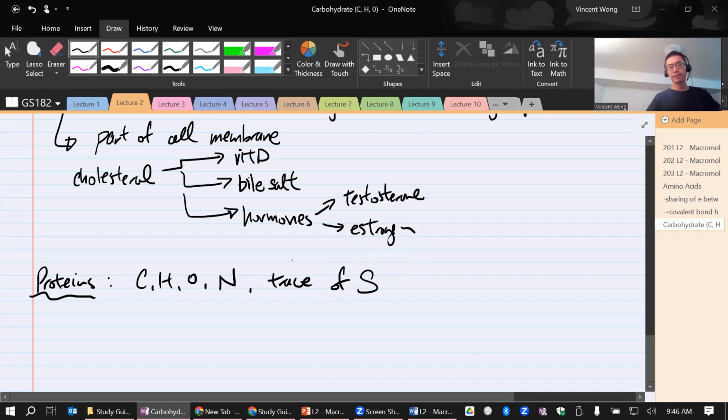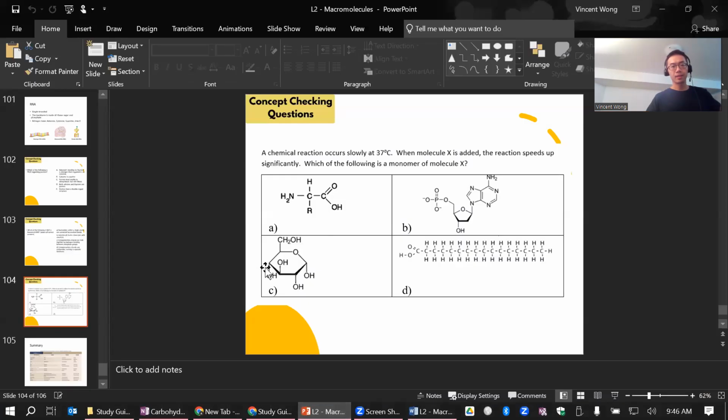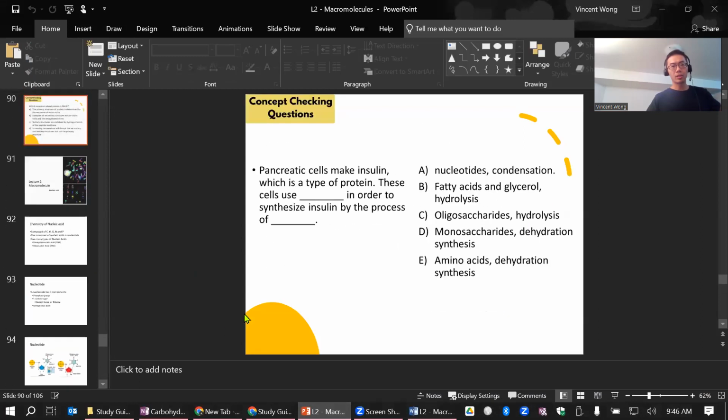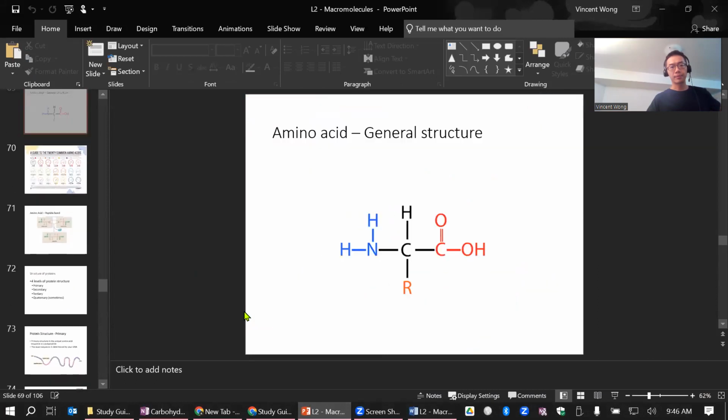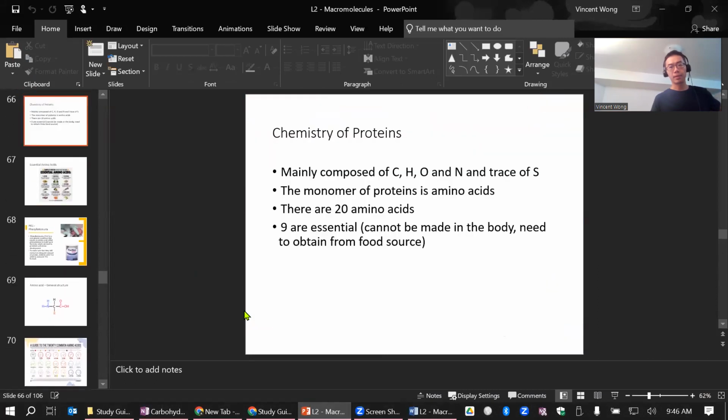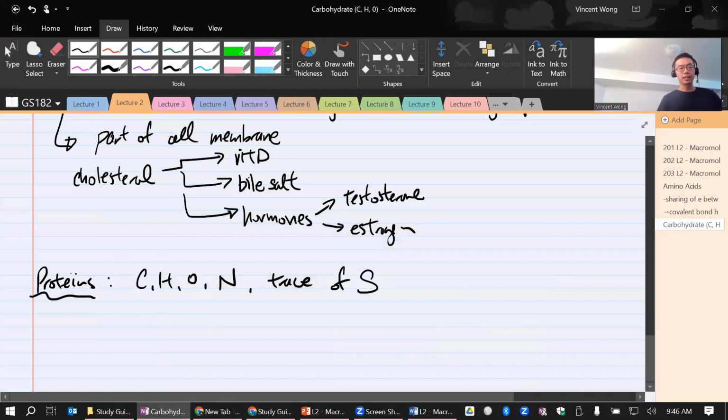Okay, S. All right. Let me go back to the notes and show you that I'm not lying. Right here, trace of S, because one of the amino acids has sulfur in it, right?